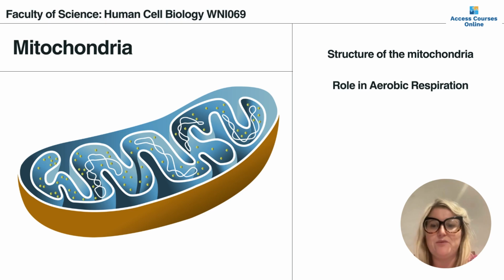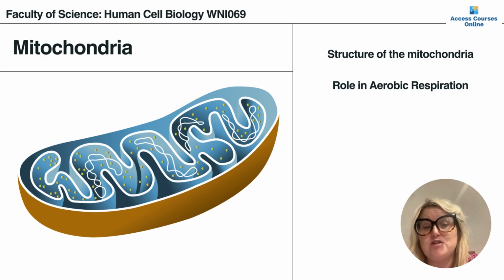So the next organelle we're going to look at is the mitochondria. The mitochondria are the site of aerobic respiration. And the process of respiration is the process which generates energy that the cell needs to perform all kinds of functions. So we'll focus firstly on the structure of the mitochondria.